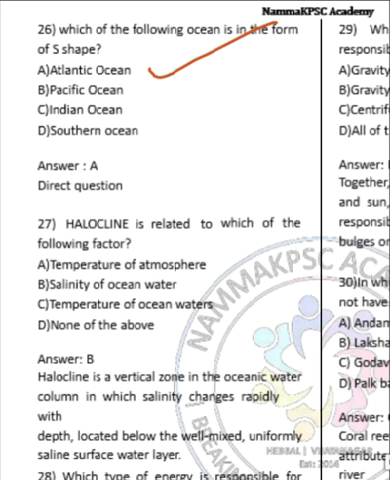Question number 27, it is asking halocline is related to which of the following factors. So halocline is the vertical zone in ocean water in which salinity changes rapidly. So correct answer is option B, salinity of ocean water. There is another such definition relating to temperature of ocean water, which is thermocline. Thermocline is the vertical zone in ocean water where temperature of ocean water changes rapidly. So you have to remember these two facts.